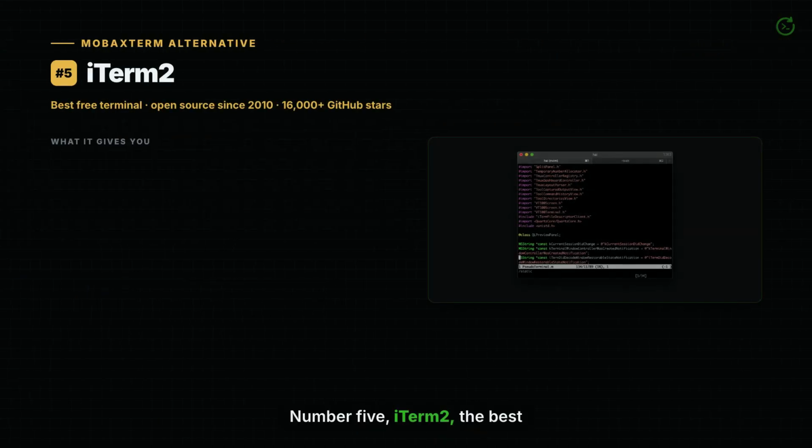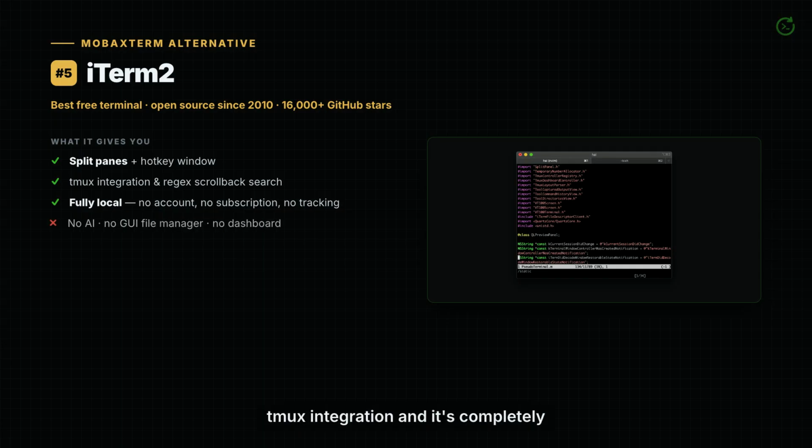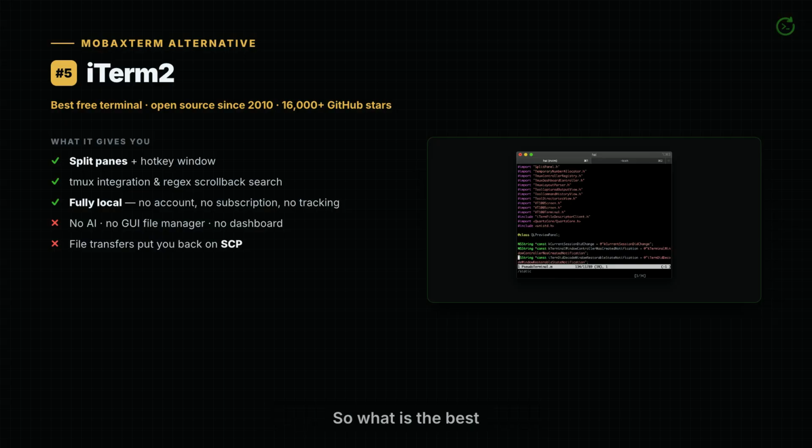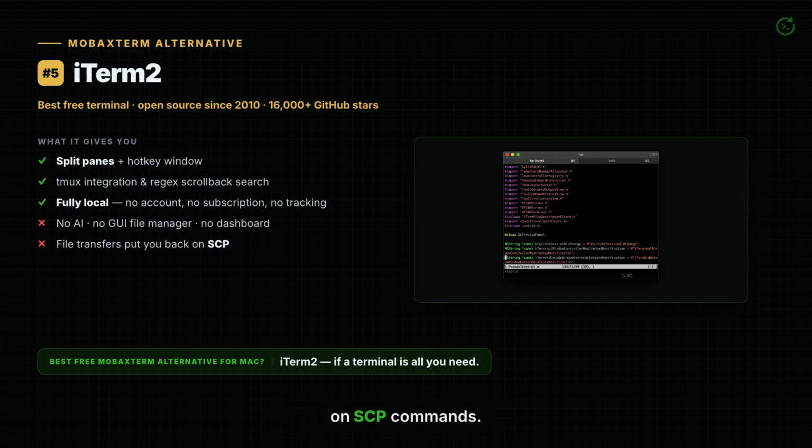Number 5, iTerm2, the best free option. Open source since 2010 with over 16,000 GitHub stars. Split panes, a hotkey window, Tmux integration, and it's completely local. No account, no subscription, no tracking. So what is the best free MobaXterm alternative for Mac? If you only need a terminal, this is it. But there's no AI, no graphical file manager, and no server dashboard. File transfers put you back on SCP commands.